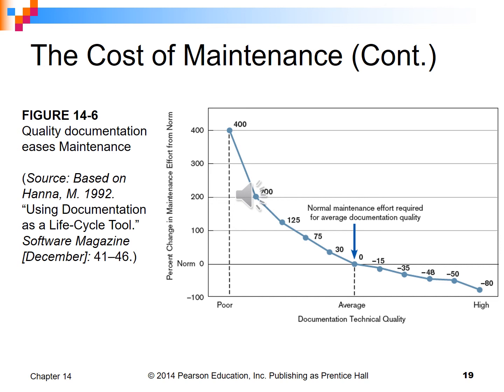If you have poor documentation, you see how the maintenance goes up to 400. But if you go down to the average, or you go to good, technical quality documentation, you see how it reduces the percentage of maintenance to very, very low.